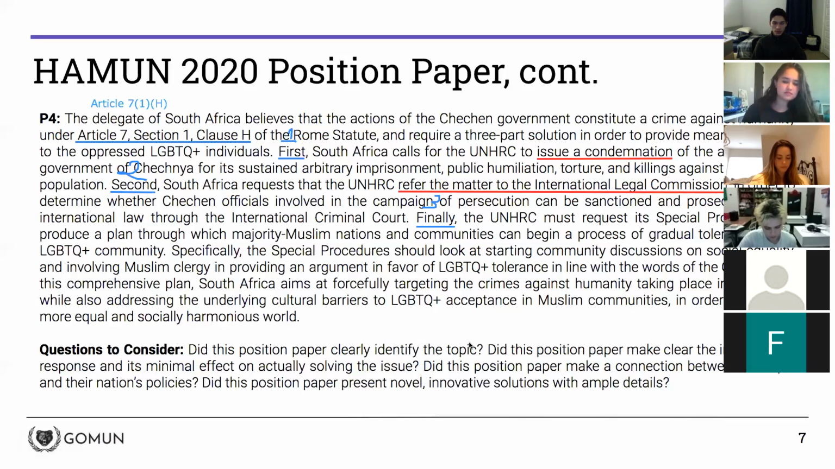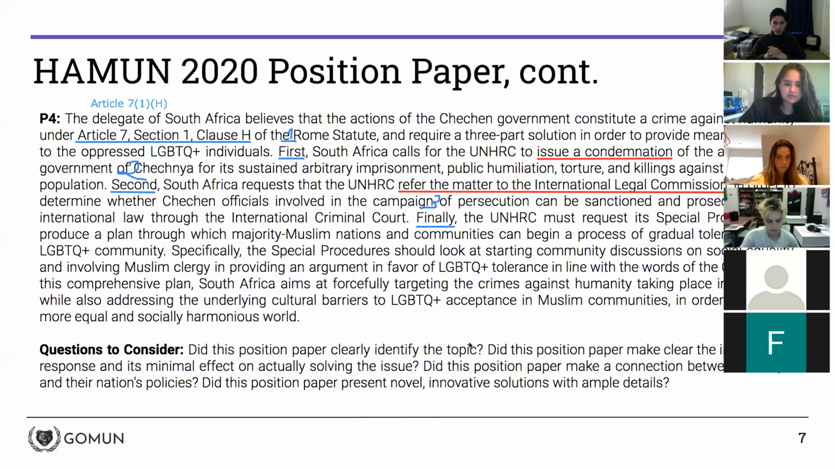Oh, okay. Finally, the UNHRC must request that its special procedures produce a plan through which majority Muslim nations and communities can begin a process of gradual tolerance of the LGBTQ plus community. Specifically, the special procedures should look at starting community discussions on social equality and involving Muslim clergy in providing an argument in favor of the LGBTQ plus tolerance in line with the words of the Quran. Yes, the Quran.